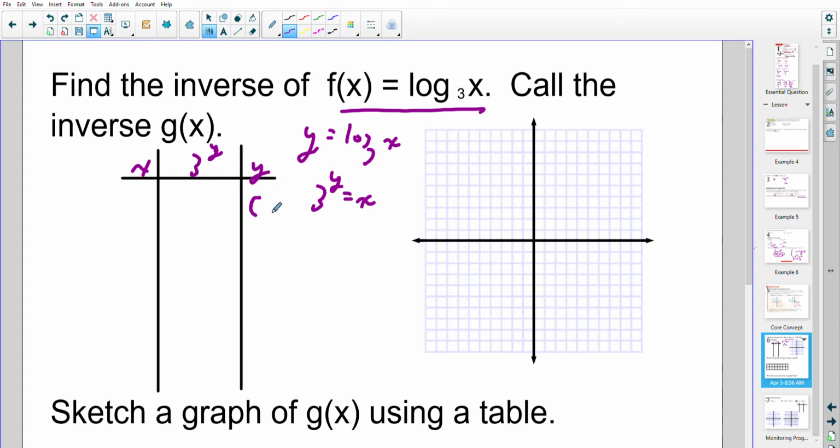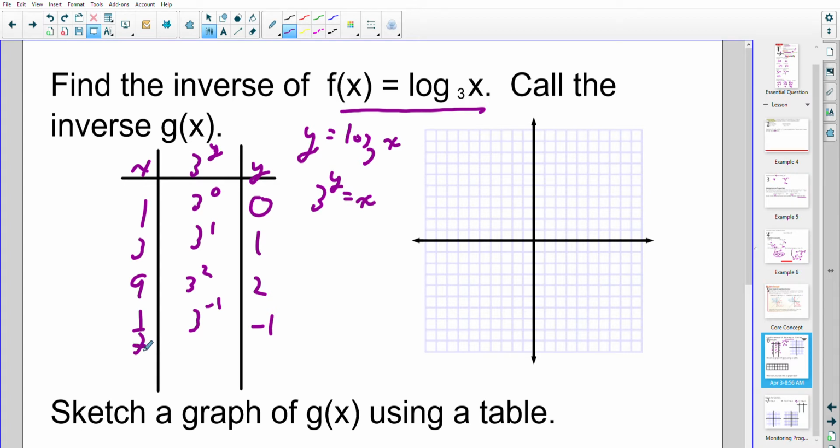So if I put 0 here, putting in 3 to the 0, I get 1. Putting in 1, I get 3 to the 1, which is 3. Putting in 2, you get 9. If I put in negative 1, 3 to the negative 1 gives me 1/3.